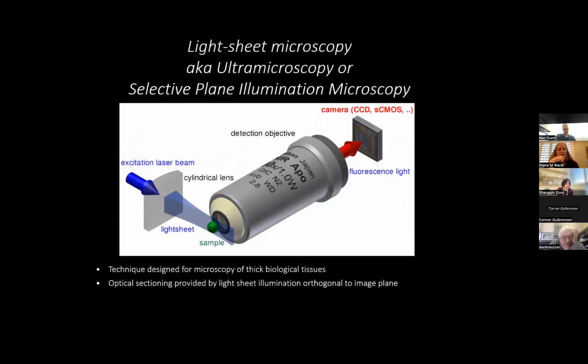So what is light sheet microscopy, or ultramicroscopy, or selective plane illumination microscopy? It's probably got other names too. Unlike other forms of microscopy where you project the light either from behind the sample or you epi-illuminate through the microscope objective, light sheet microscopy involves projecting a light sheet through the sample, orthogonal to the image plane. And if you make that thin, it ends up giving you an image just of that one focal plane, if you will.